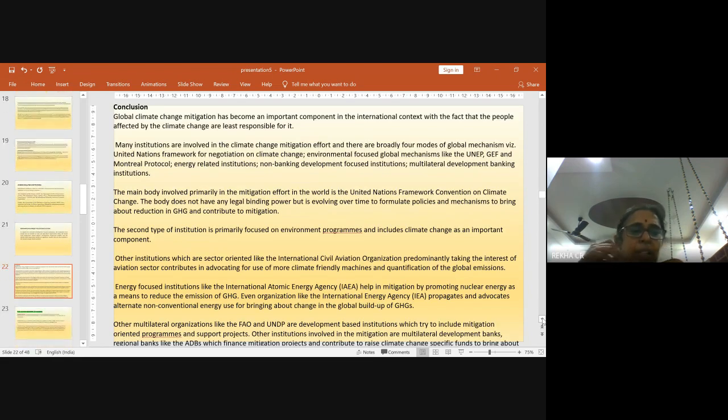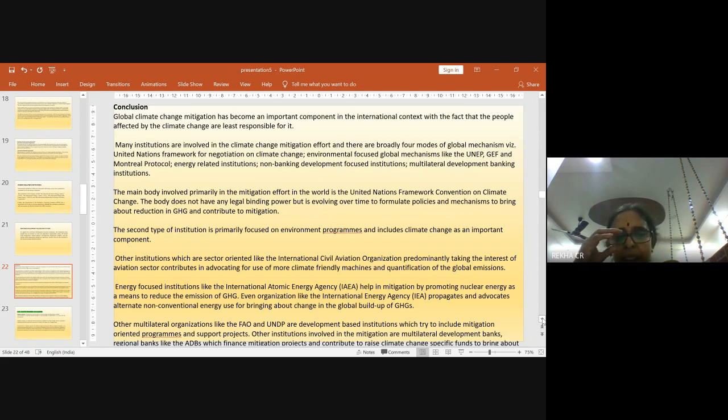So to conclude this unit, the third unit of the first block, global climate change mitigation is one of the important components in the international context, with the fact that people affected by the climate change are least responsible for it. So many institutions are involved in the climate change mitigation effort, and there are broadly four modes of global mechanism, namely the United Nations Framework Convention on Climate Change, environmental focused global mechanisms like UNEP, GEF, and Montreal Protocol, energy related institutions, non-banking development focused institutions, multilateral development banking institutions, etc.